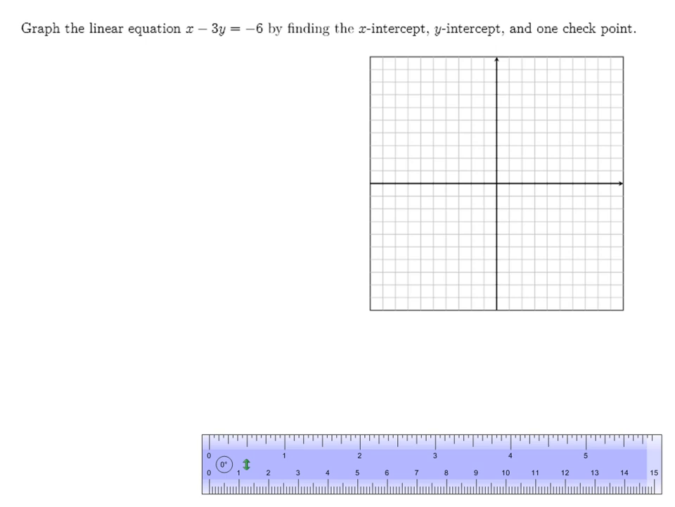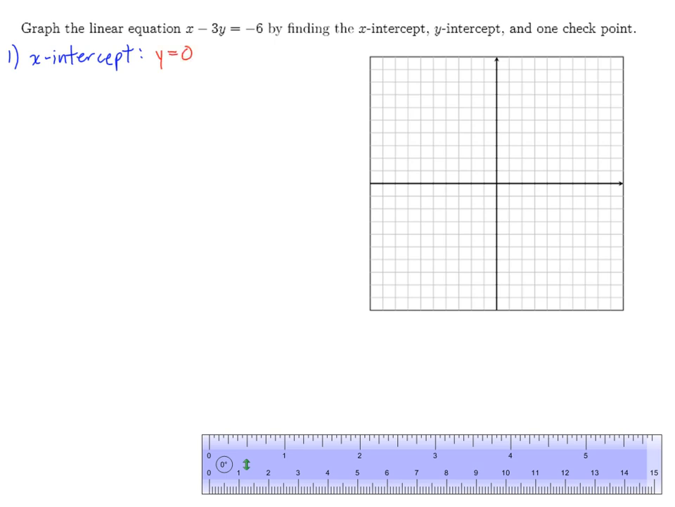In this problem, we're asked to graph the linear equation x minus 3y equals negative 6 by finding the x-intercept, y-intercept, and one checkpoint. So to start, we'll find the x-intercept. And the x-intercept is going to occur where y equals 0, as it's the place where we intersect our x-axis.